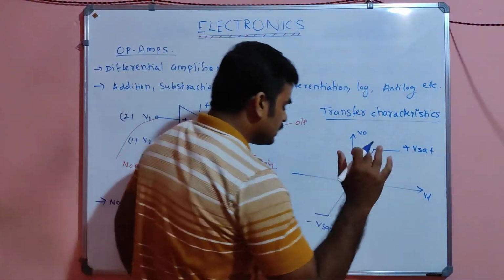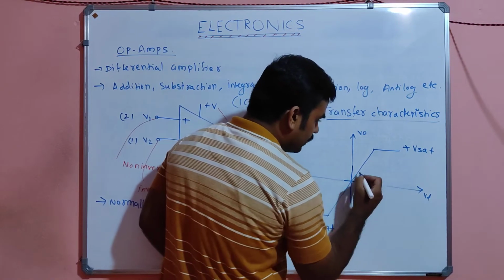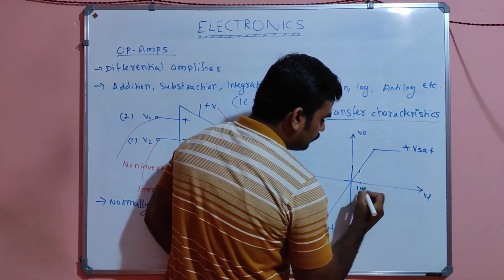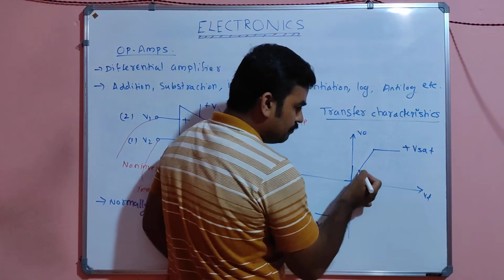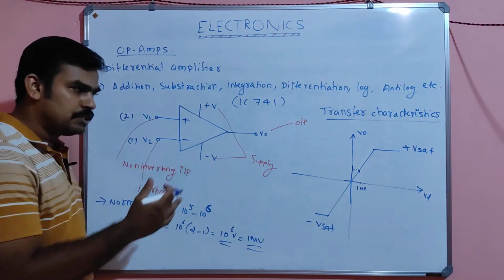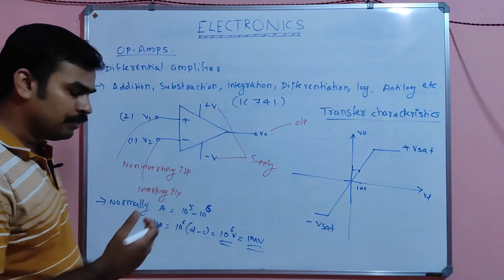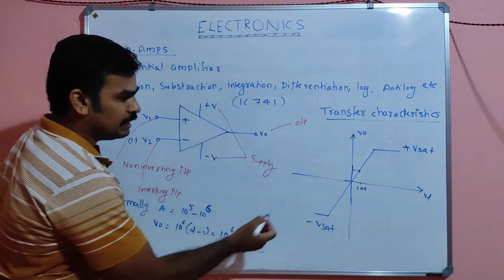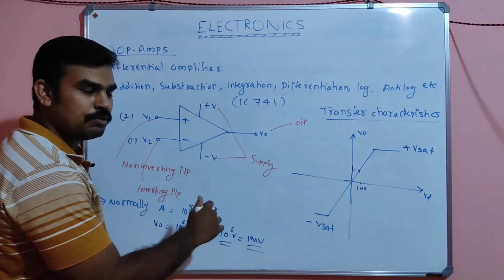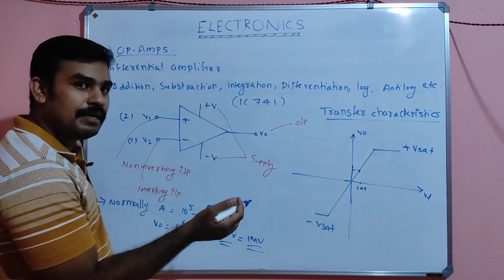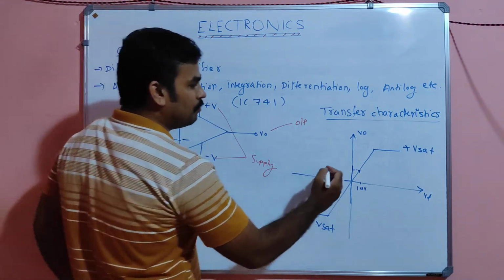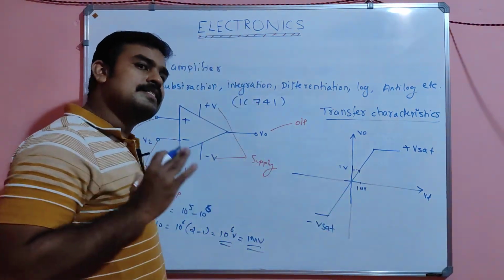That means, suppose I produced a differential voltage like 1 microvolt. Suppose VD is equal to 1 microvolt. Then what will be the output? Suppose 10 raised to 6 is the gain of the op-amp, meaning open loop gain. Suppose I produce 1 microvolt as the input, then the output will be 10 raised to 6 into 1 microvolt. So 1 into 10 raised to minus 6. So the output will be what? 1 volt.